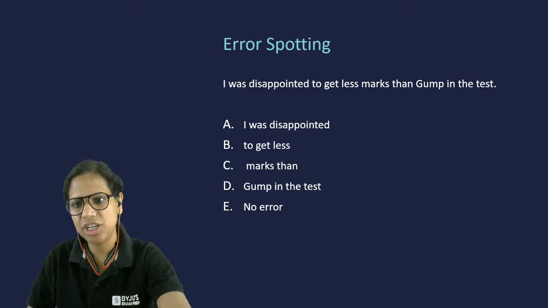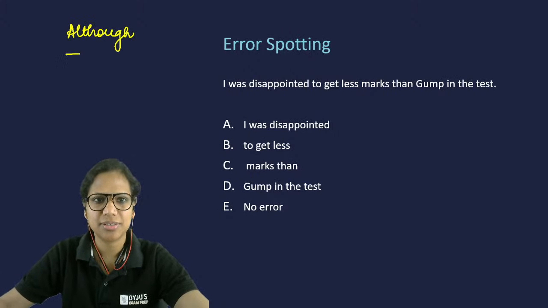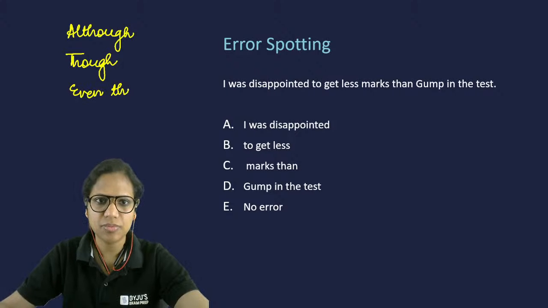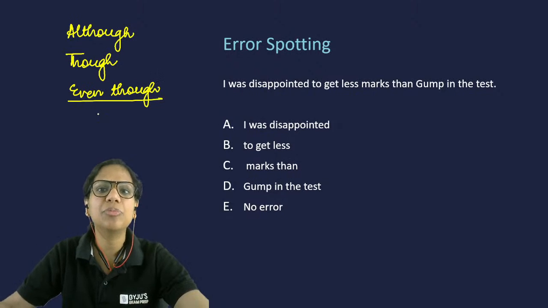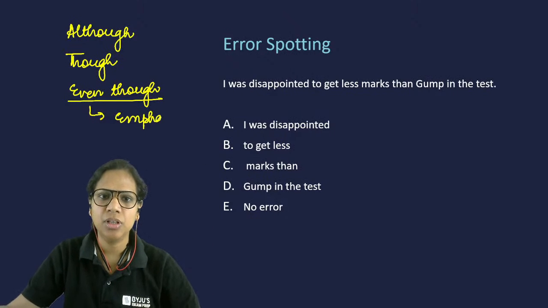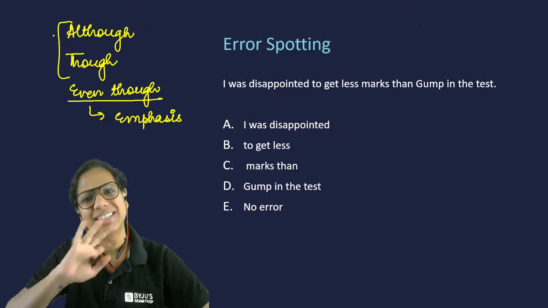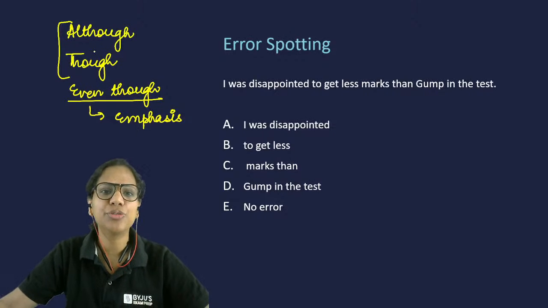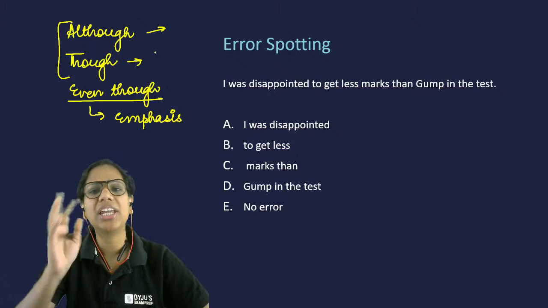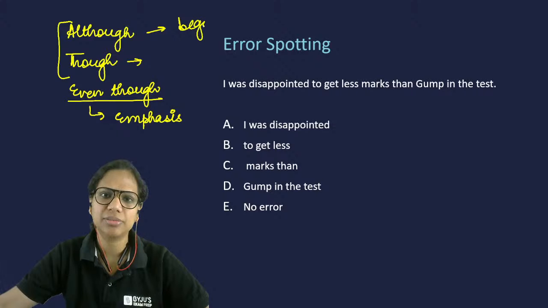Yes, Virendra. Although, though, even though, all of them express contrast. Even though is more emphatic, meaning it gives more emphasis to the contrast. Though and although both are the same in terms of degree. The difference is that although cannot be used in the middle of the sentence, though can be used anywhere in the sentence, in the middle, at the end, in the beginning. You can use although only in the beginning.